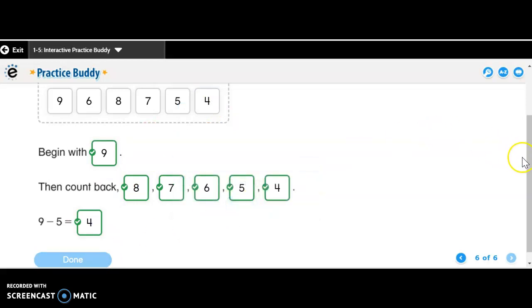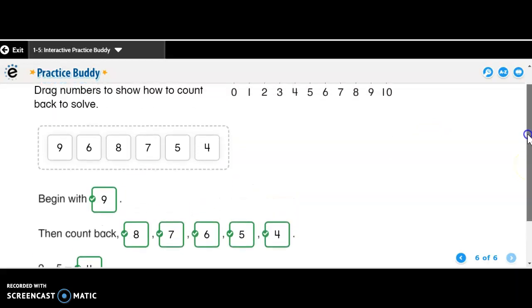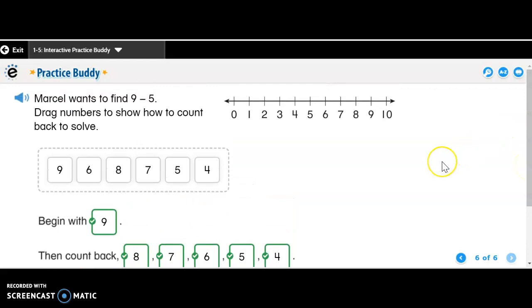Great job. You're going to go through this and do it on your own. Get that little bit of practice. And please watch the visual learning. That's always so fun to watch. And also do a quick check at the end to make sure you understand counting on and counting back.